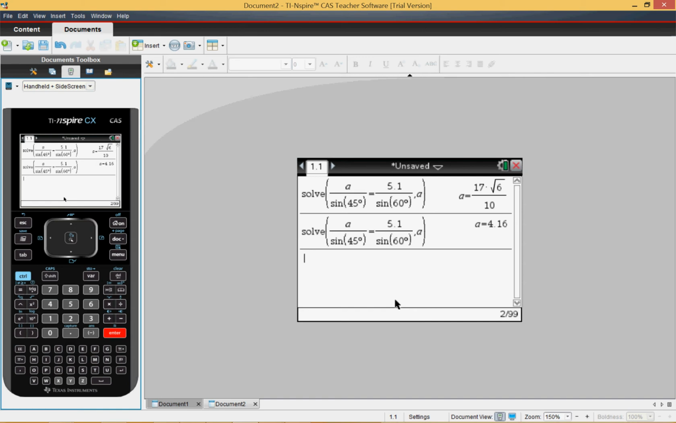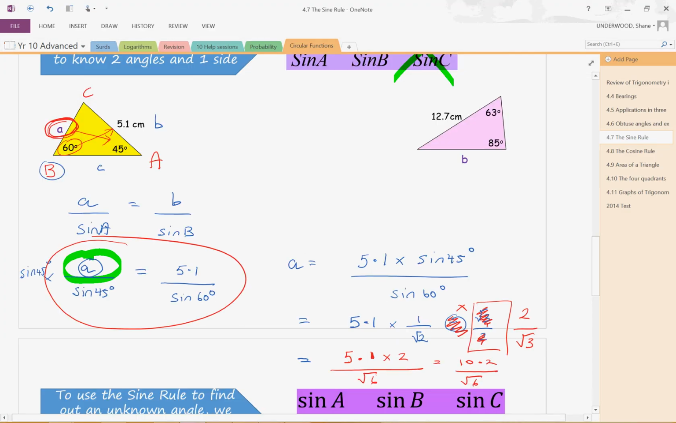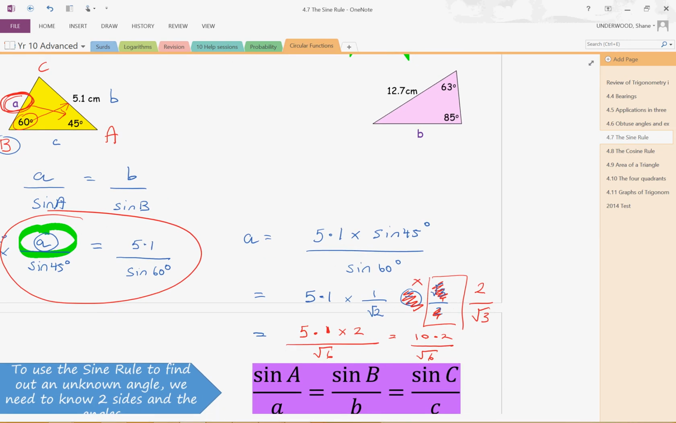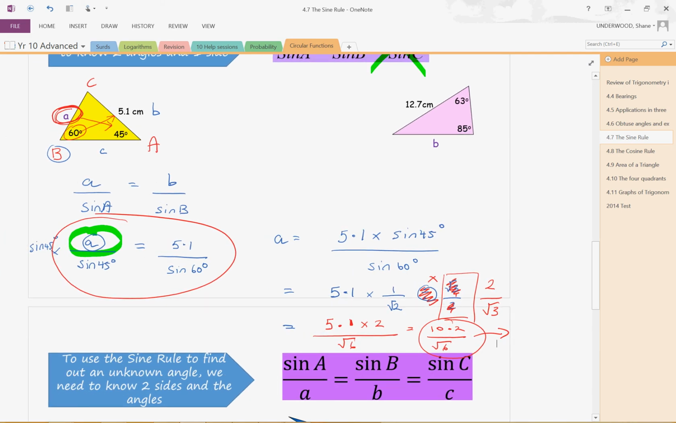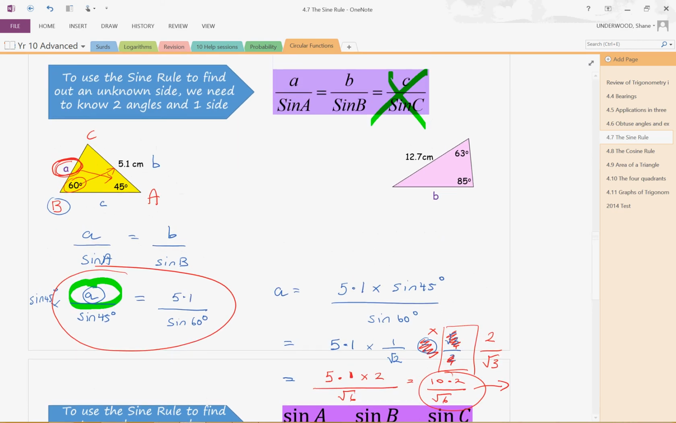Good. So I want you to know how to use your CAS calculator when appropriate. However, you could do it by hand. 17 root 6 on 10 is basically that, and that's simplified. So we found what A is, and that's using the sine rule.